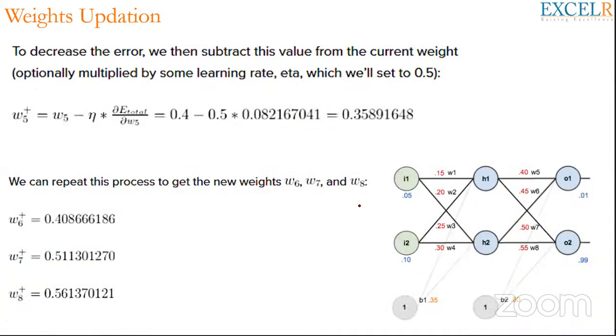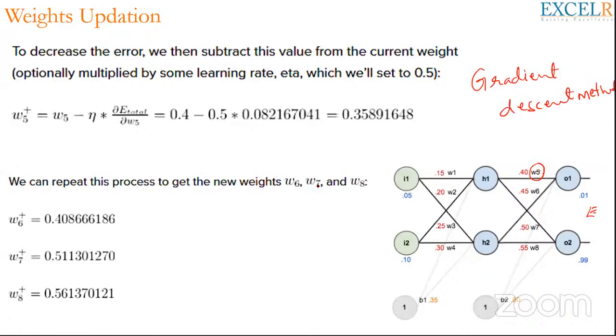Now, what do we have to do? After identifying the rate at which the total error is going to change with respect to W5, I know how much this weight is contributing to the total error. Then I can update this weight so that my error can be reduced. How do we update this? We would use the gradient descent method.